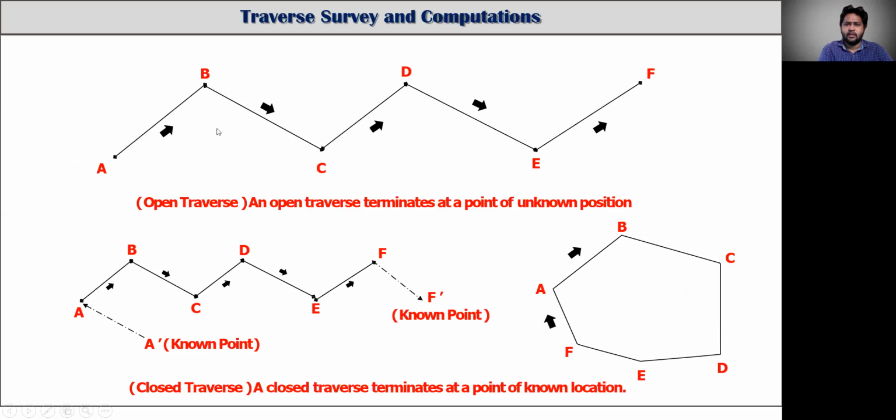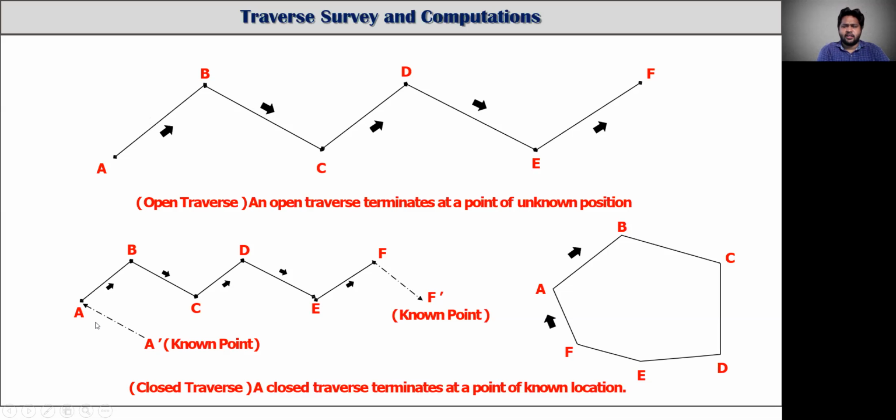If you see here, this is the open traverse. From station A to B, B to C, C to D, D to E, E to F is an open traverse, which terminates at a point of unknown position. The direction arrow indicates how the traverse is moving forward.